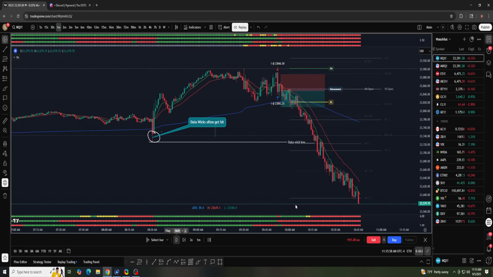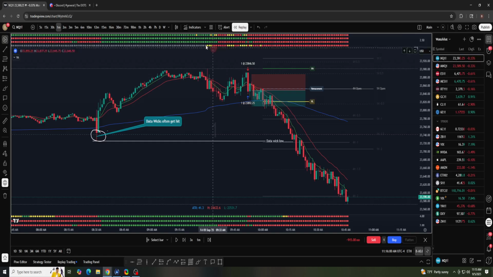So I wanted to illustrate this point. When the market opened, dots were mixed. When the dots are mixed, do nothing. I was doing nothing until 9:52, where the dots fired all red.